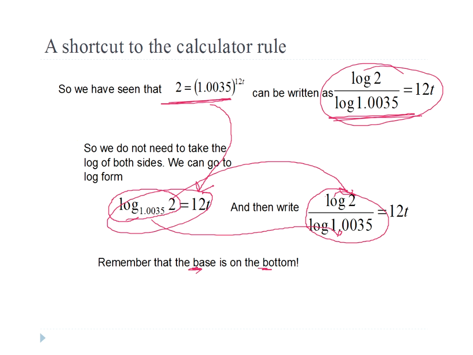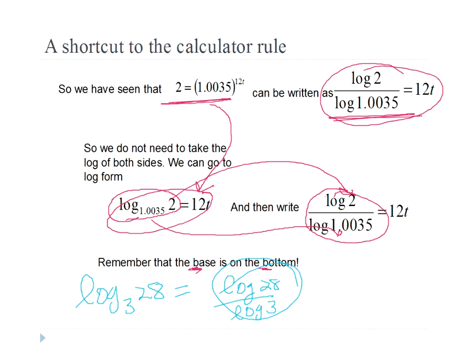But what's really important here is that by doing this, we can evaluate anything now. I can take log to base 3 of 28. We didn't know how to do that before. That's going to equal log to base 10 of 28 divided by log to base 10 of 3. And my calculator can do this. Which means we're unstoppable now.